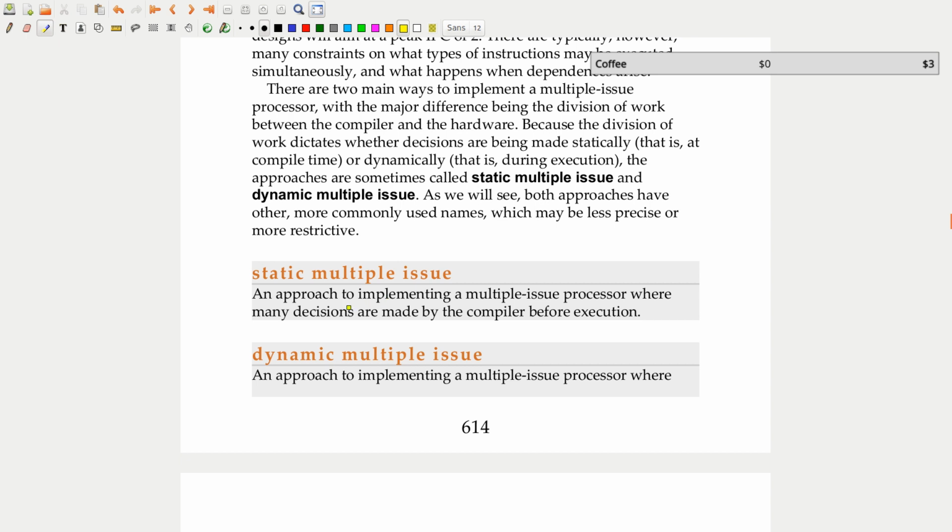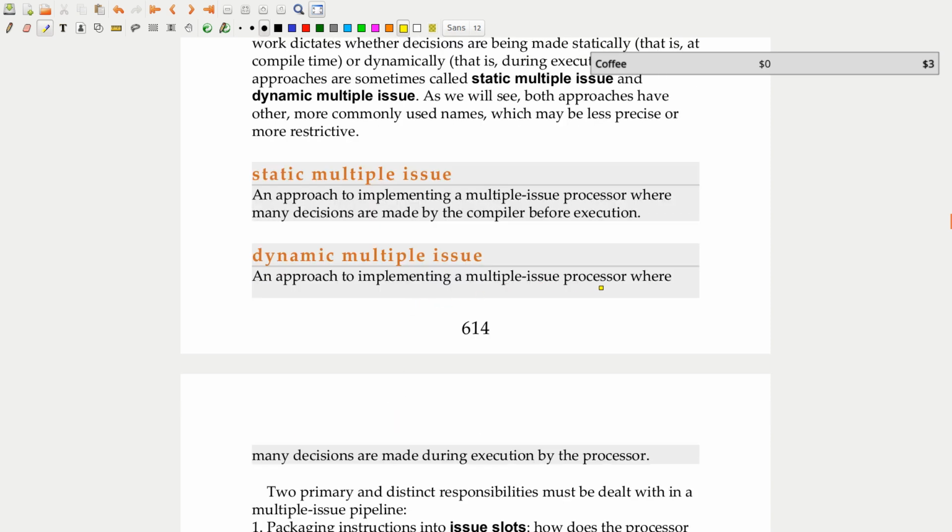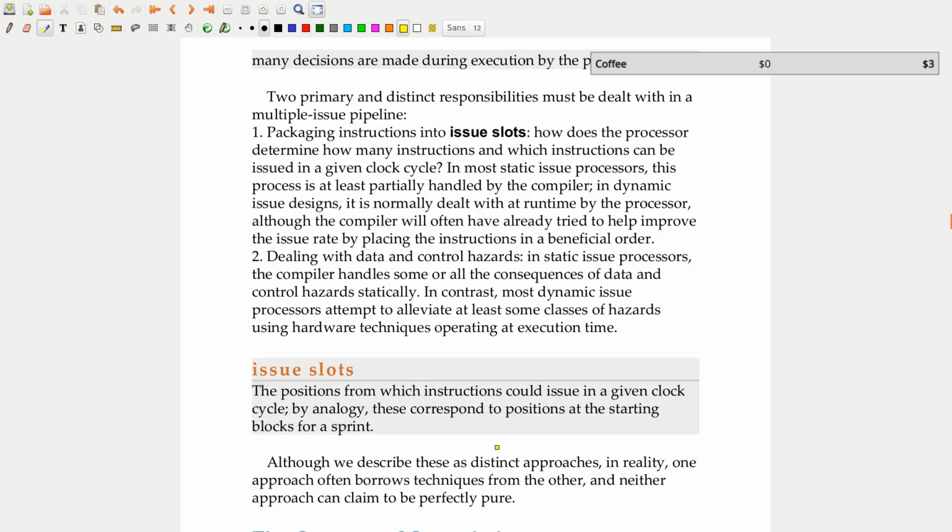Static multiple issue is an approach to implementing a multi-issue processor where many decisions are made by the compiler before execution. So static means it's not happening at runtime, it's happening ahead of time. That's not exactly what static means, but in this case it means it's predetermined. And then there's dynamic, which is an approach of implementing a multiple issue processor where they're determined during execution by the processor.